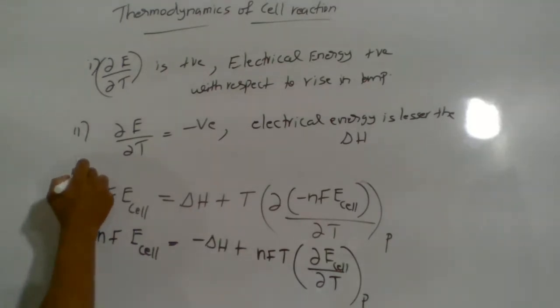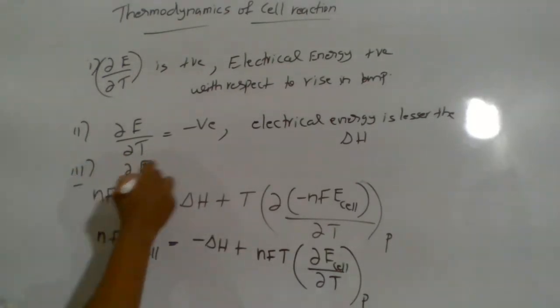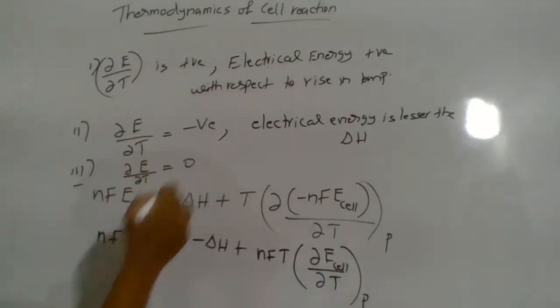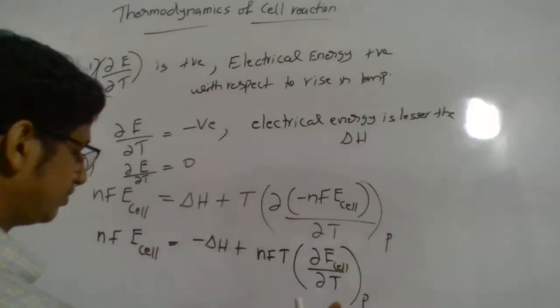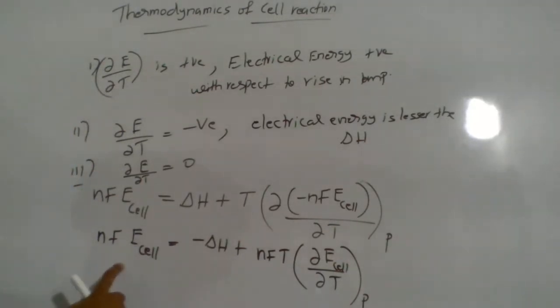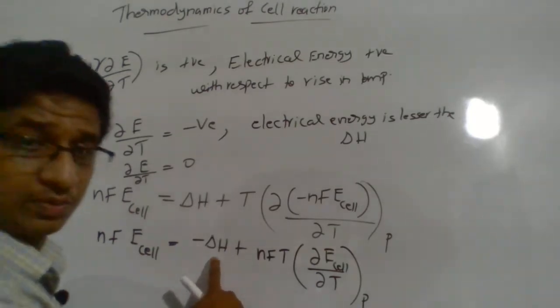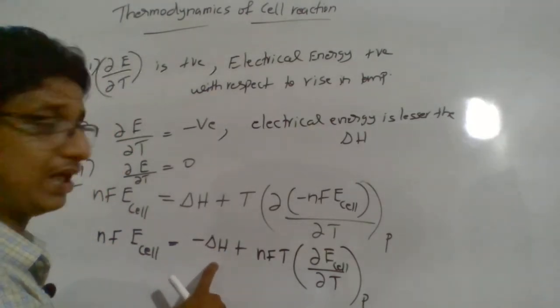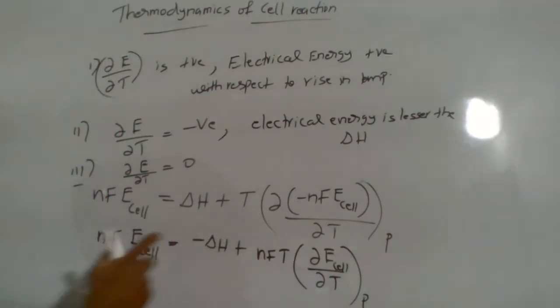Now next case: if dou E by dou T is equal to 0, this part is gone, which means the amount of electrical energy produced is numerically exactly equal to the enthalpy of reaction. So this is the way you can think.